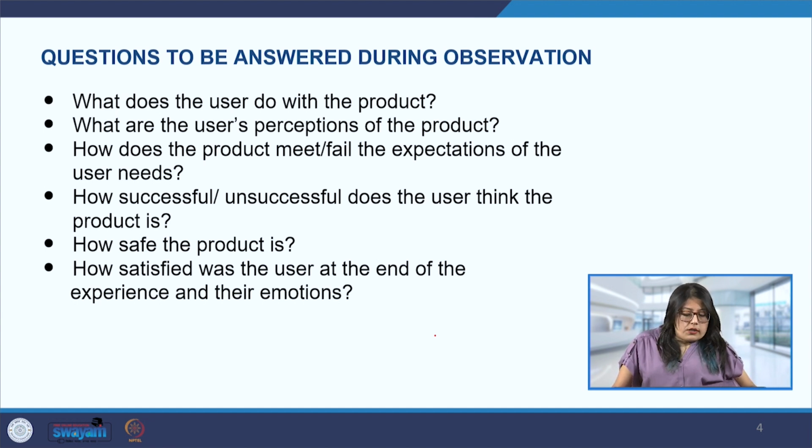How does the product meet or fail the expectations of the user needs? So, on the scale, where is it exactly meeting with the expectations, or is it miserably failing? So, this also we'll understand from observing the interaction between the user and the product.